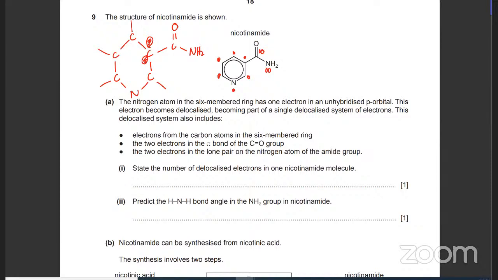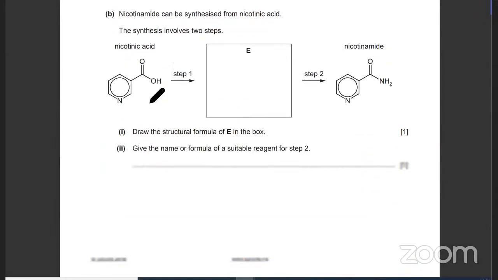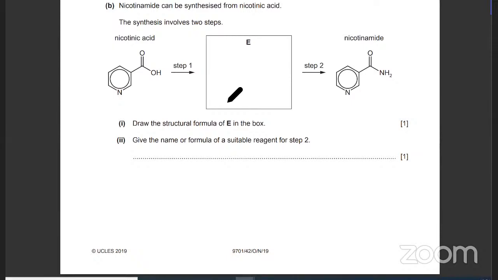Okay. So any other question? Sir, this is part B 1 and 2 only. No, B's 1 and 2. I said draw the structural formula of E in the box. So you've got a benzoic acid, and it's turning into an amide. So how does it turn into an amide? Remember, this is an amide.